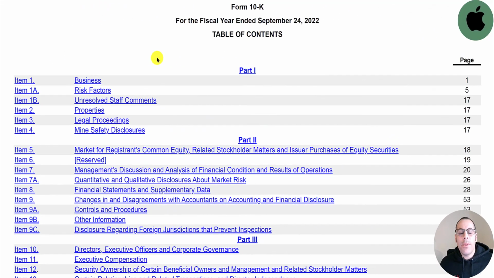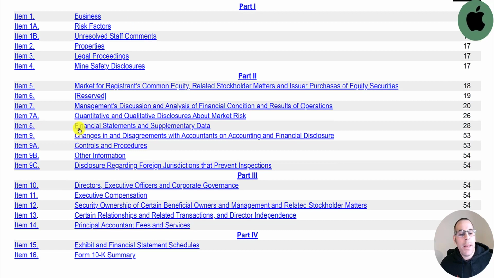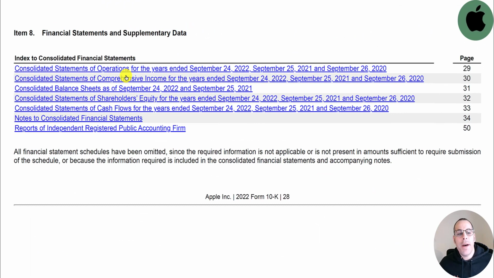If you look on the table of contents, you can see all the information the 10K provides. You can learn so much about any company, more information than you even thought of by going through the 10K. So we're going to focus on item 8, financial statements and supplementary data. I could either click on item 8 or I could click on the financial statements link. It'll bring me to the financials. This is the first page of item 8.